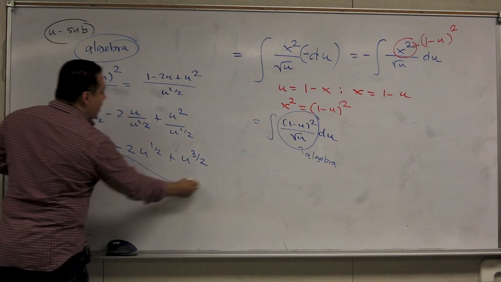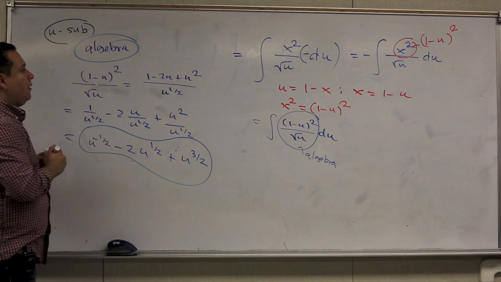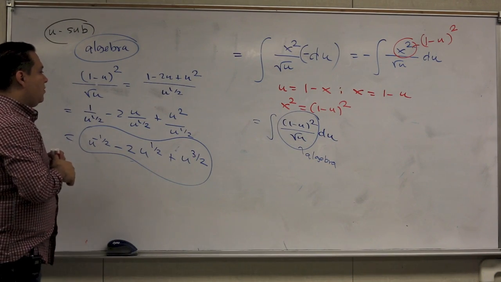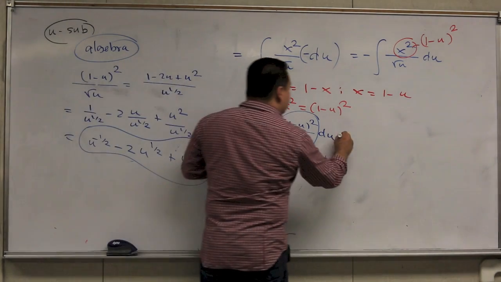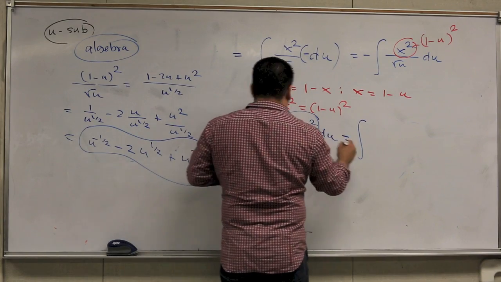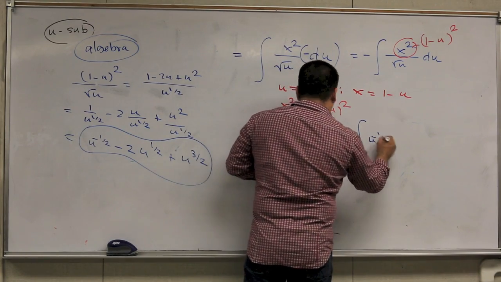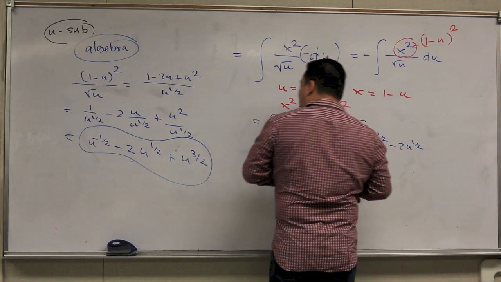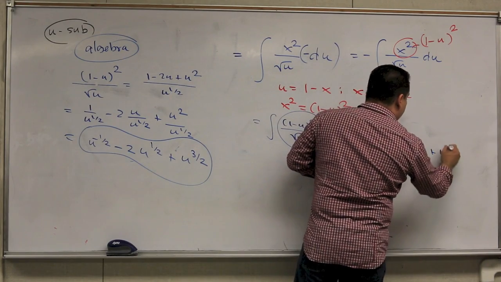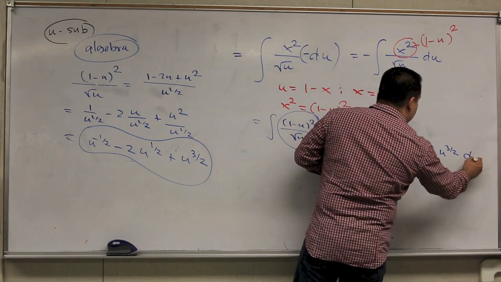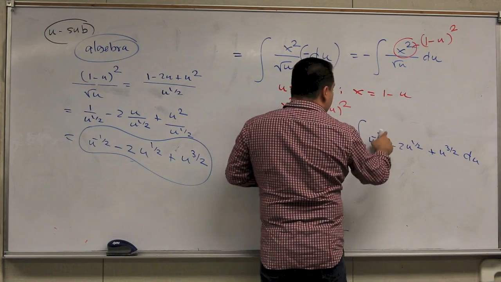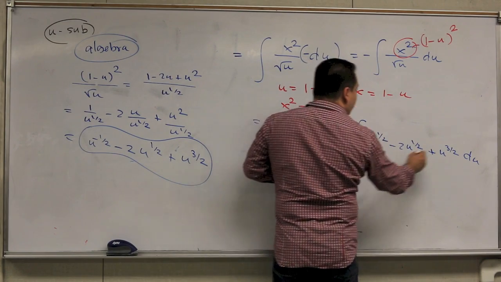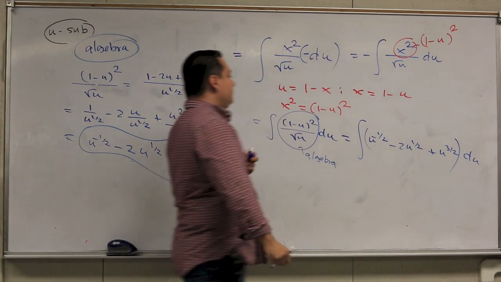This is what my algebra does for me. So instead of integrating this, I can now integrate u to the minus 1/2, minus 2u to the positive 1/2, plus u to the 3/2, and that's now du. This is now a question from your previous homework, I guess.